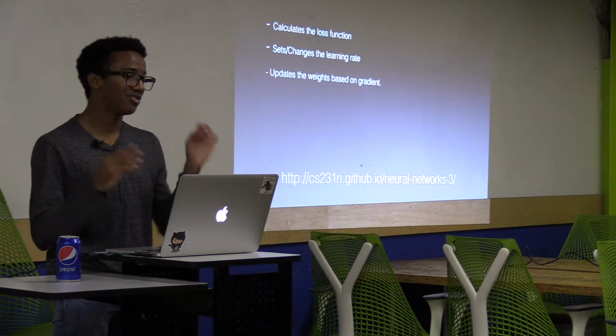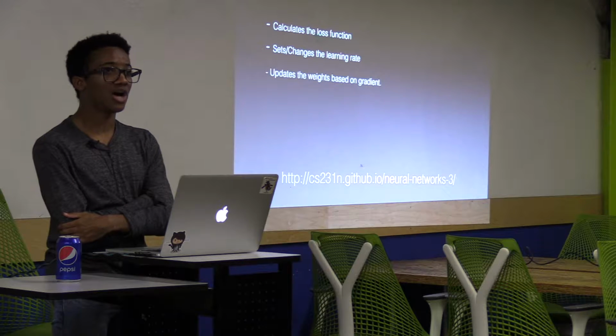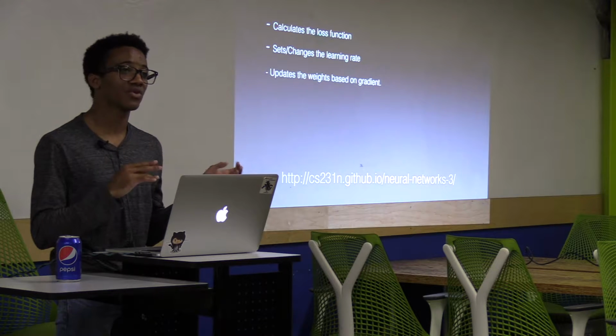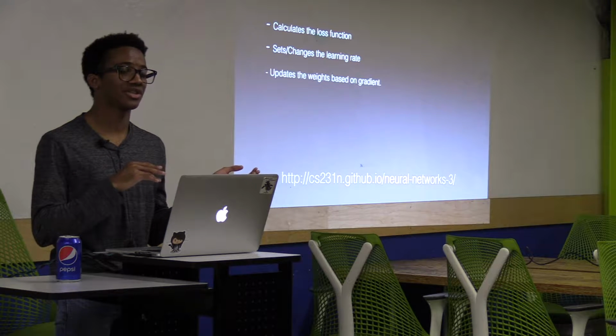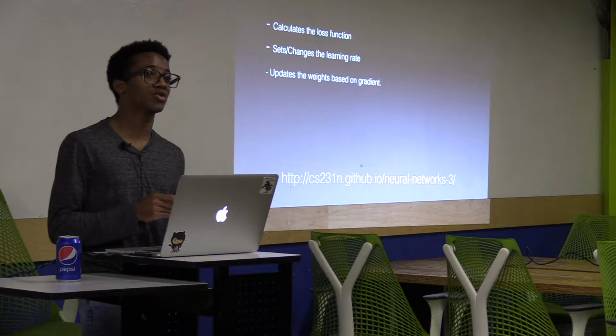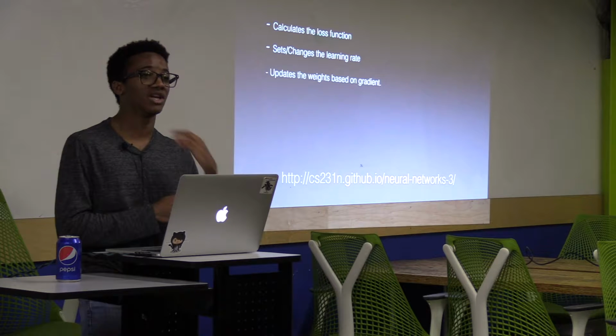And then lastly, you have your optimizer, which calculates the loss, so how far it was from the right predictions versus the wrong. It sets and changes the learning rate, so that's how it approaches the right results, or goes to that minimum loss.